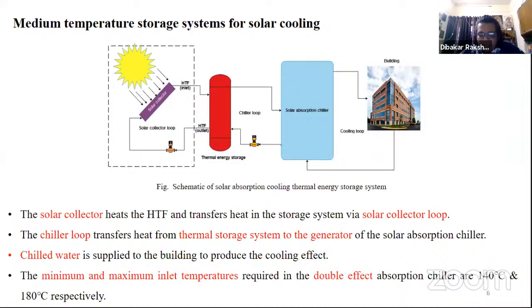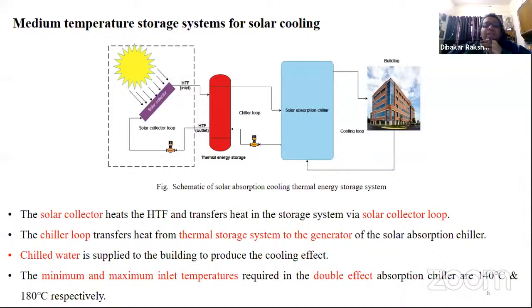But another important classification of this thermal energy storage system is on the basis of the temperature. Like we can have low range temperature, say up to 100 degrees centigrade. We can have medium range temperature, say from 200 to 350 degrees centigrade. And we can have high range temperature, which is from 500 degrees centigrade and beyond it. Is it clear? Yes? Okay, so I will go ahead.